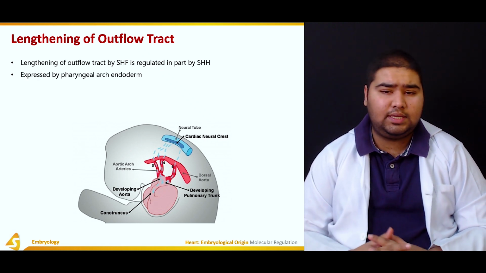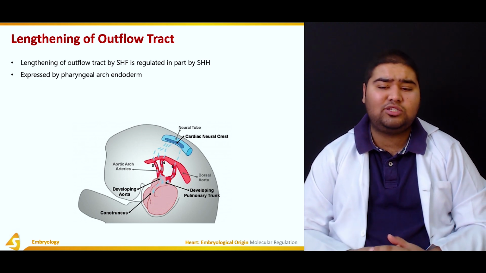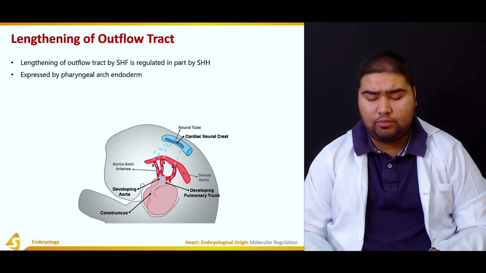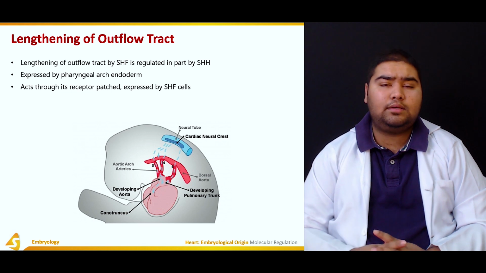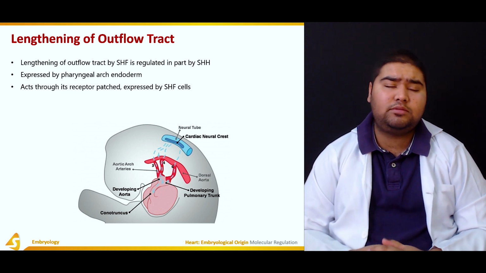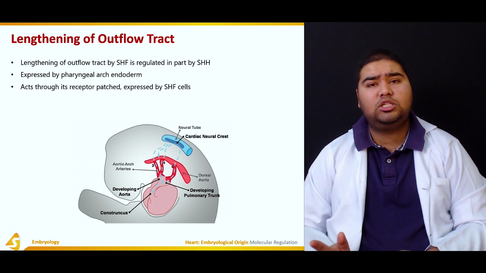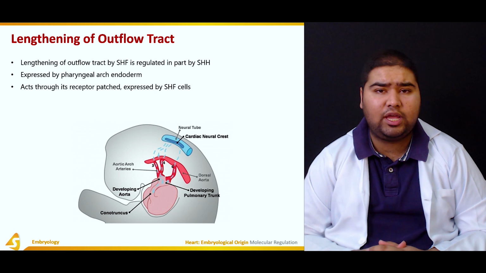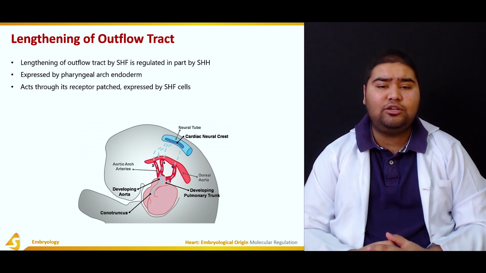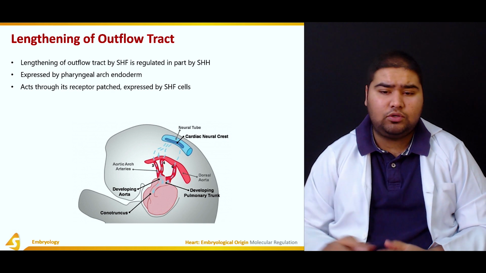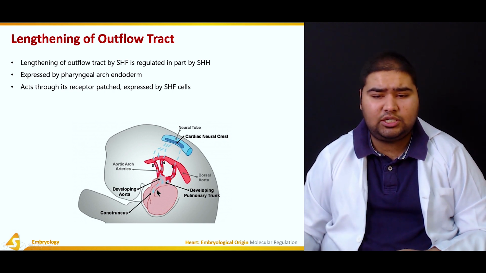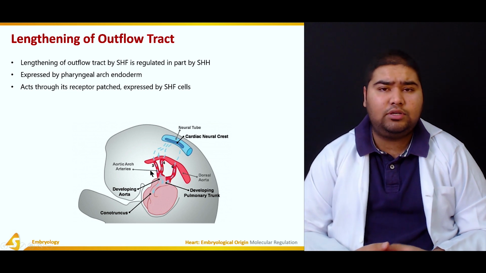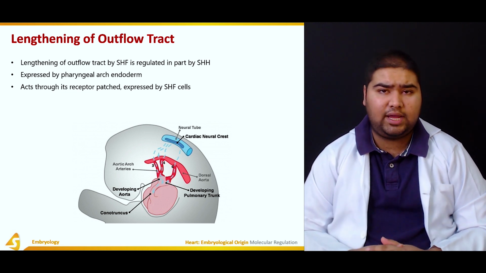The sonic hedgehog gene which acts on this area is expressed by the pharyngeal arch endoderm. So a very important structure. It acts through its patched receptor, which is expressed by the cells of the secondary heart field. So the sonic hedgehog gene, which is supposed to act on the outflow tracts to help in their elongation, is expressed by the endoderm of the pharyngeal arches.